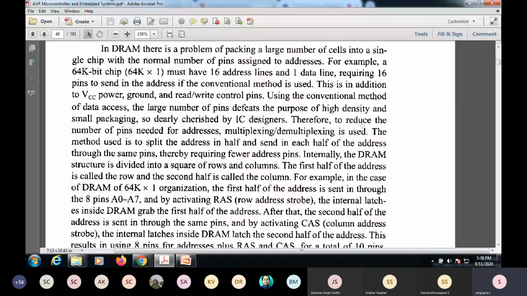It's clearly mentioned that the method used is to split the address in half and send each half of the address to the same pins. Each half uses the same pins, so there are fewer address pins. The column and row will tell me the exact pinpoint. After the end of this lower address, you'll pinpoint the actual memory location. Okay, yeah. Next.